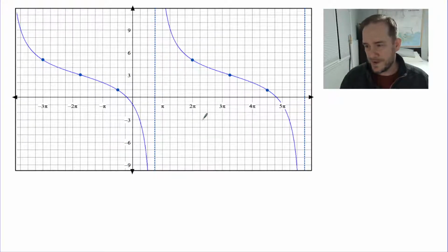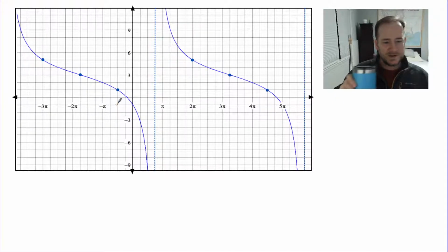So now that we've got a good one to really practice with, let's practice. By the way, that means click the pause button again and do it yourself. Stop listening to me and try it yourself.